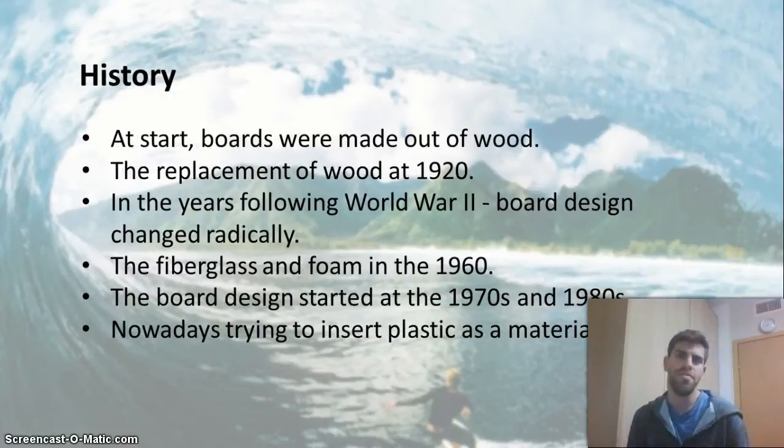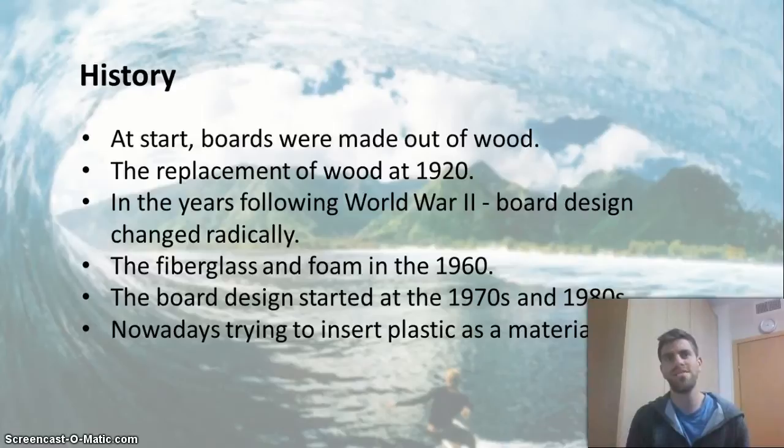A little bit about the history of surfing. At first, every surfboard was made of wood. Over time, they found new variants of wood and improved the old wood. Once World War II began, the board design changed quickly because of improvements made in different materials following the requirements of the war.